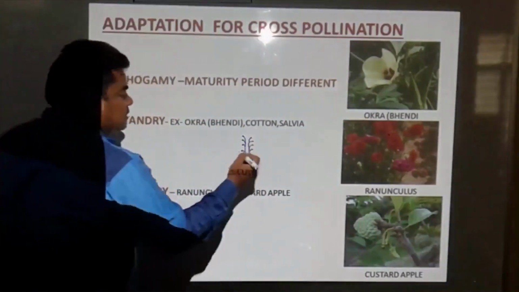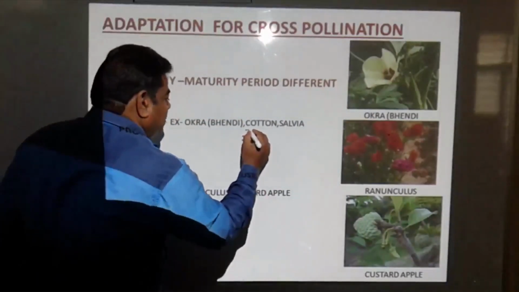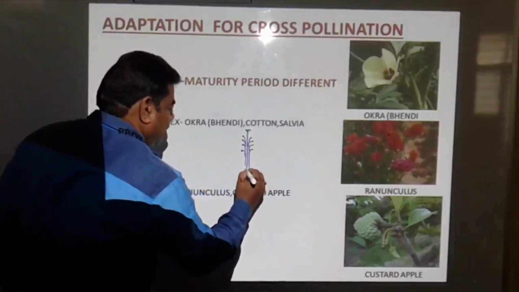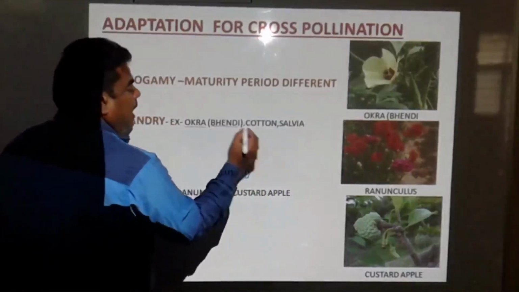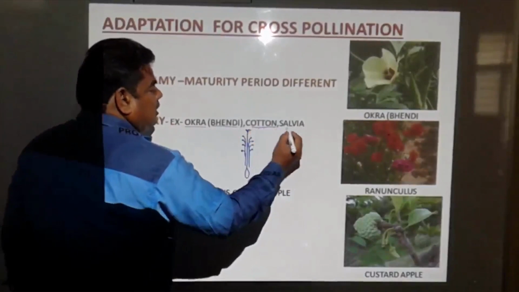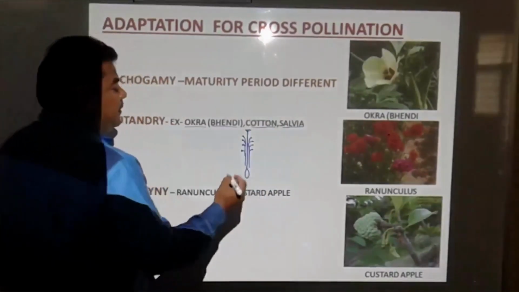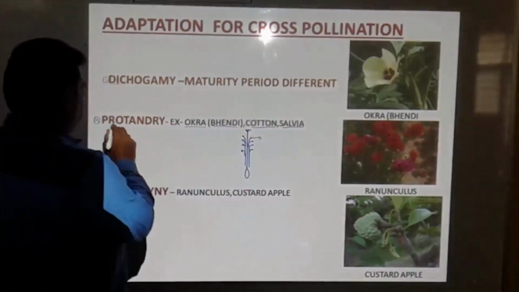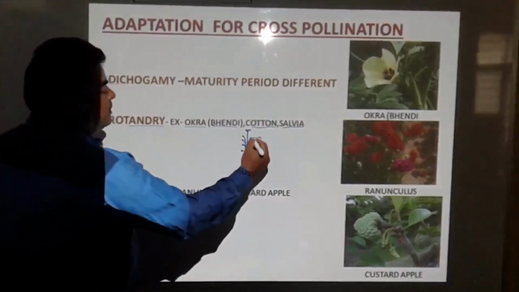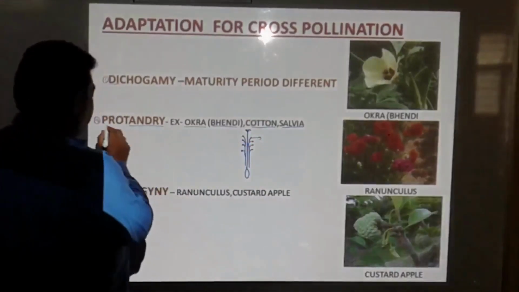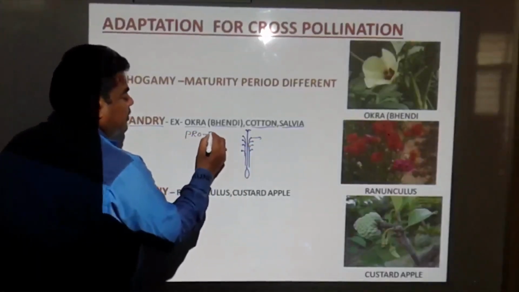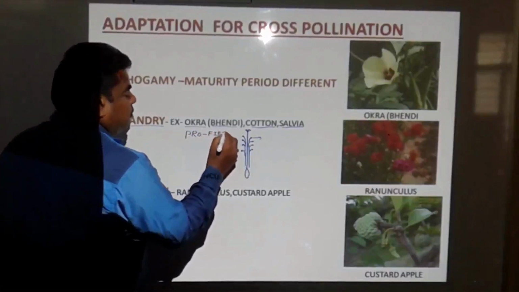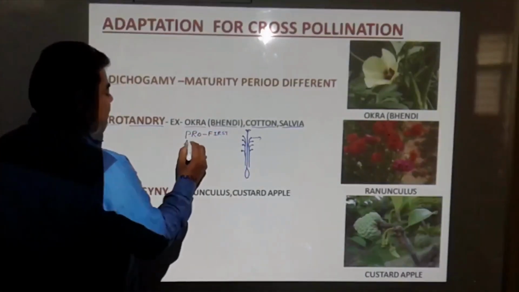So this monoadelphous condition is there, and the gynoecium is like this. Now see here. What happened in case of this okra, bhendi plant, in case of this cotton, and in case of this salvia? These androecium, these stamens, mature first. Here pro means first.